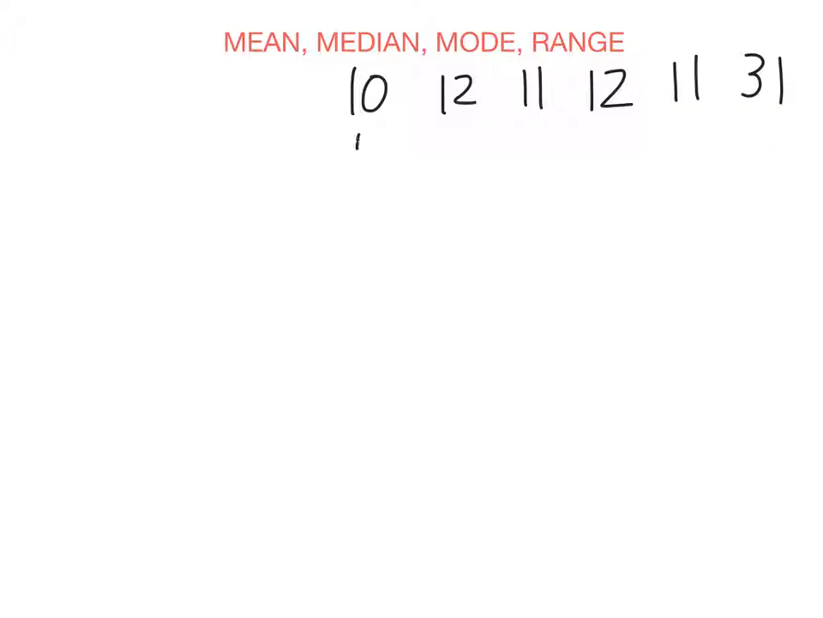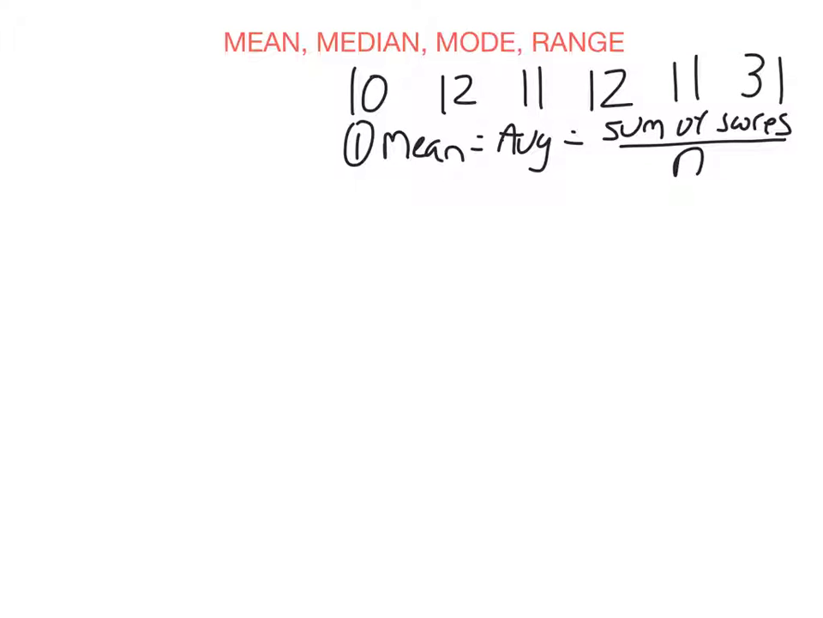So first off, the mean is the average. And that is the sum of all the scores. So you add them all up, and then you divide by how many there are. Now I'm going to write sum of scores divided by n. N is the number of scores.